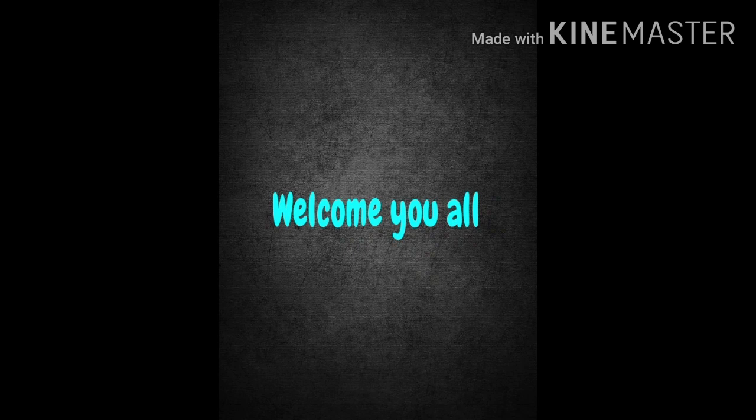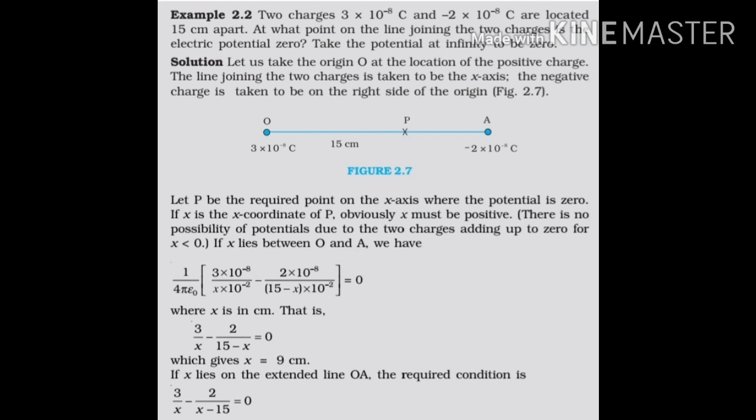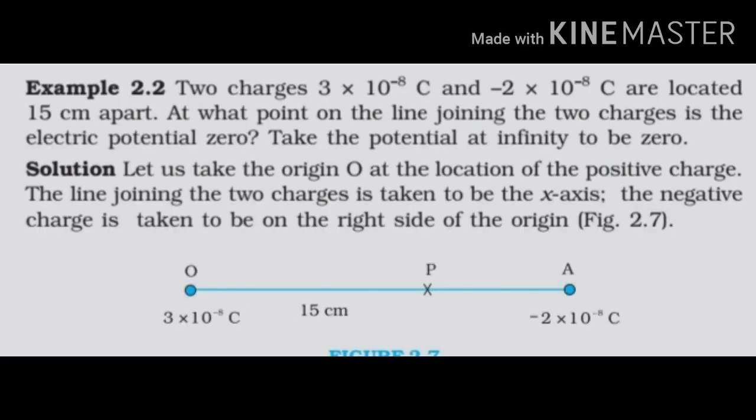Hello everybody. Today we are going to discuss example problem 2.2. It is given on page number 58. In this problem, they have given two charges, 3 into 10 power minus 8 coulomb and minus 2 into 10 power minus 8 coulomb, located 15 centimeter apart. So you know very well it is a dipole.